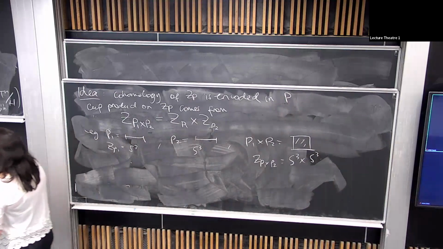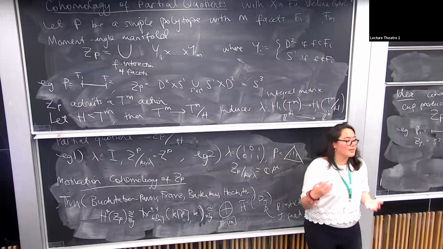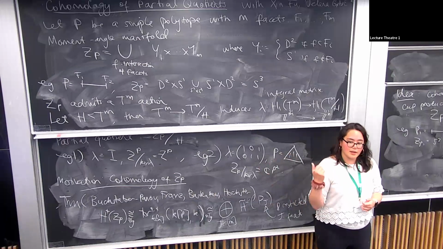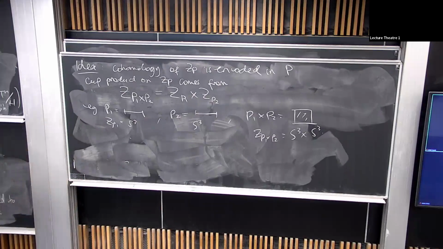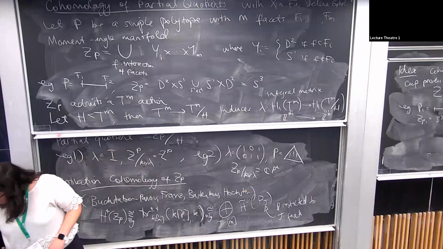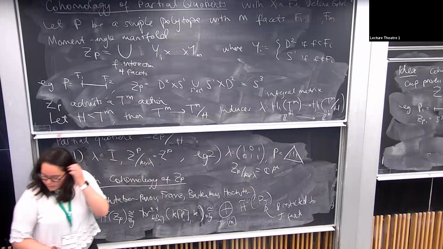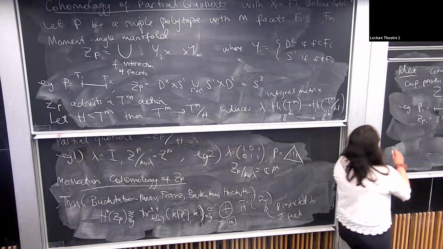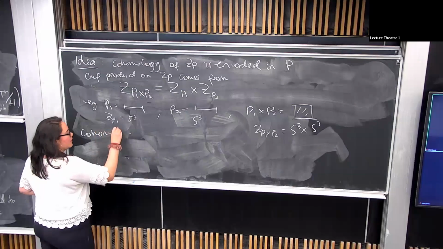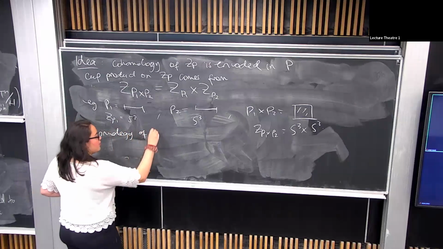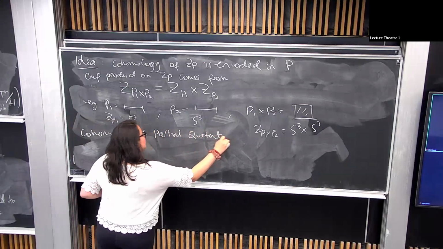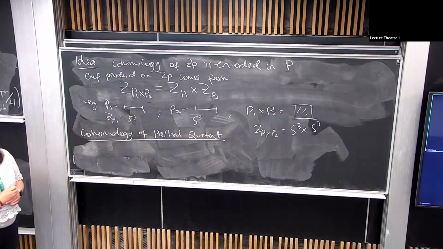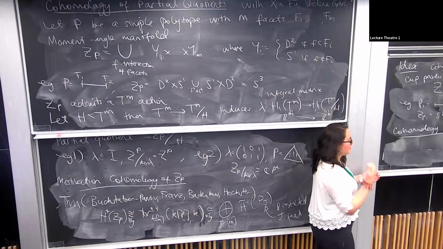So the goal was to think about, can we do something analogous when it comes to the partial quotient? Let's say the cohomology of partial quotients. There are some existing results.